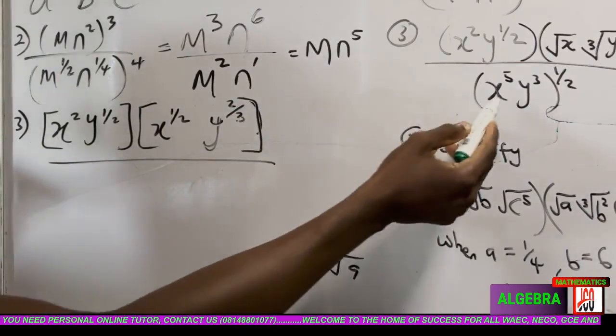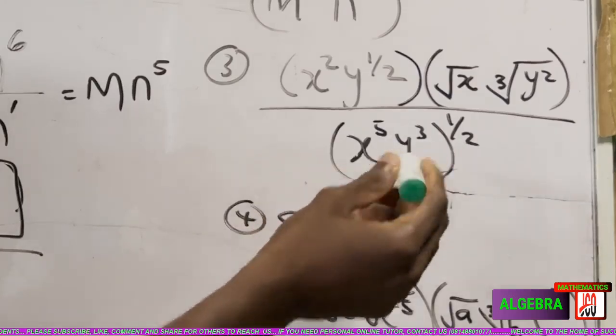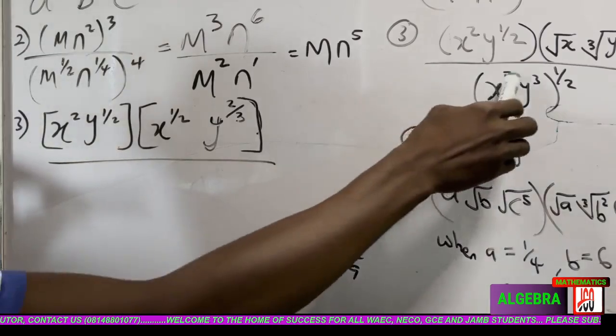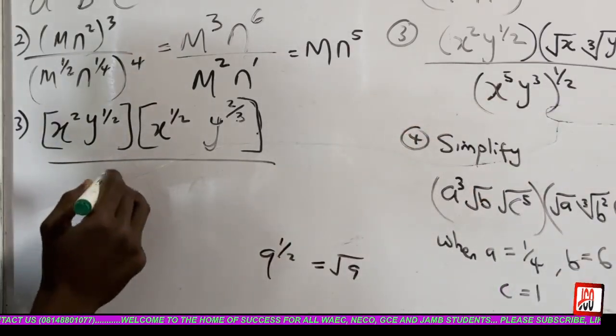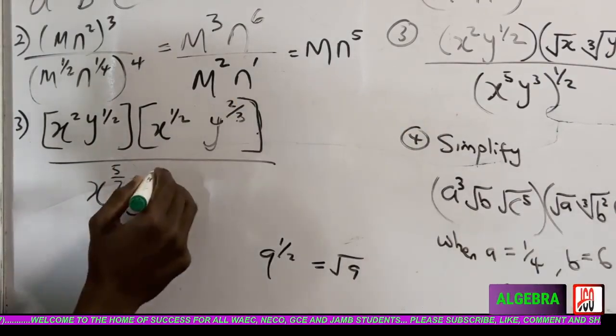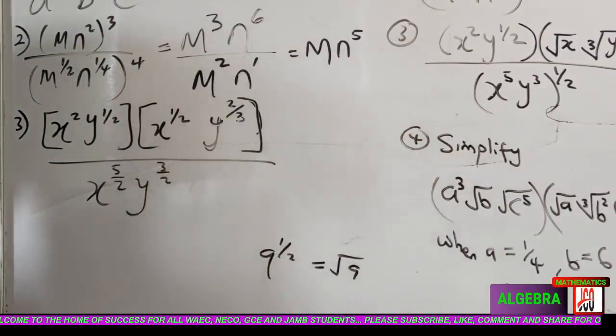Then for the denominator, this is x raised to power 5, y raised to power 3. Everything is multiplying, is raised to power half. So which is first, 5 times half gives you 5 over 2. Then y raised to power 3 times half gives you 3 over 2.